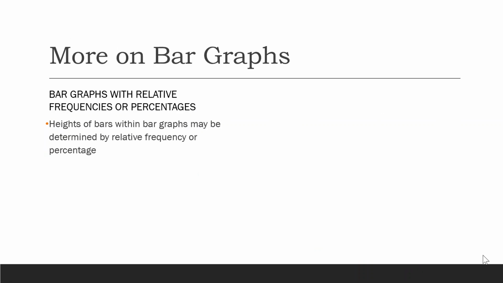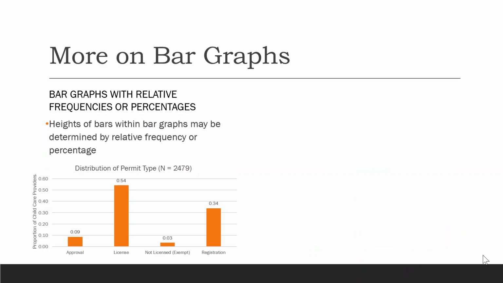Now, as I stated, in addition to using the frequency, you can also plot on your vertical axis as the height of your bars, your relative frequency, or you can actually do your percentages as well. And so I just wanted to show you an alternative here. My vertical axis, instead of being labeled as the number of childcare providers, we have the proportion of childcare providers that are in each of these categories here. So you can adjust this. If you wanted to put percentages here, you can put percentages as well.